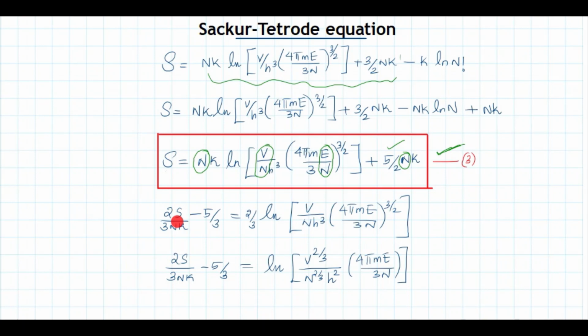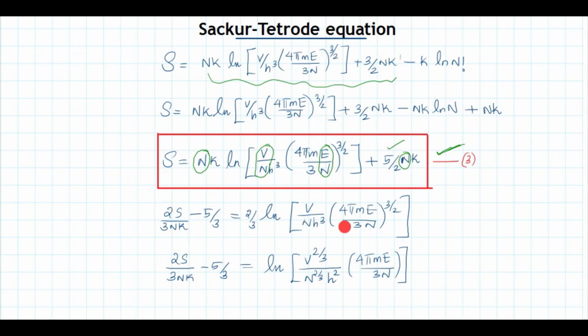Okay, and this becomes 5 by 3 and take it to the left hand side. So 2s by 3nk minus 5 by 3 equal to... okay, our aim is to express energy in terms of n, v and s. So invert this equation. For that, multiply with 2 by 3, divide with n by k and take this term to the left hand side.